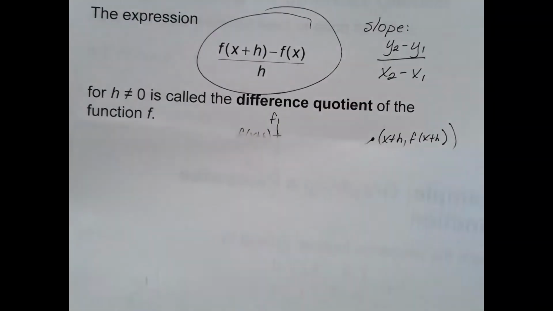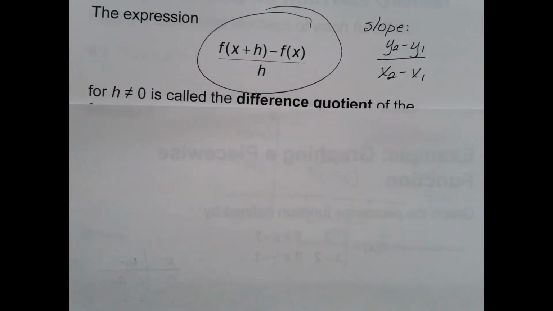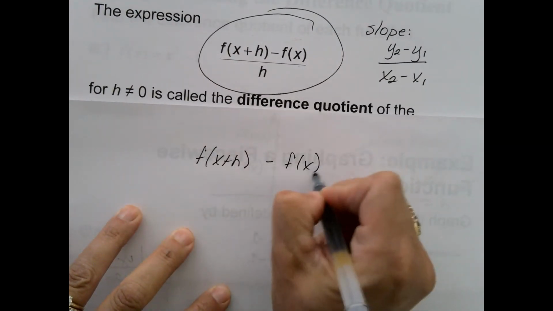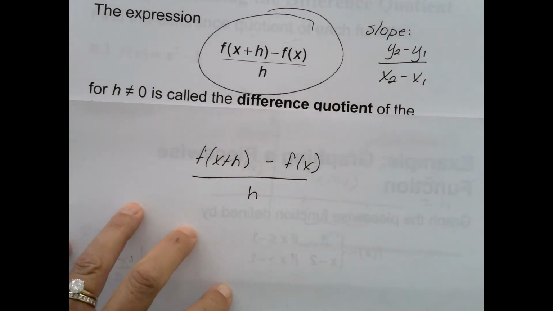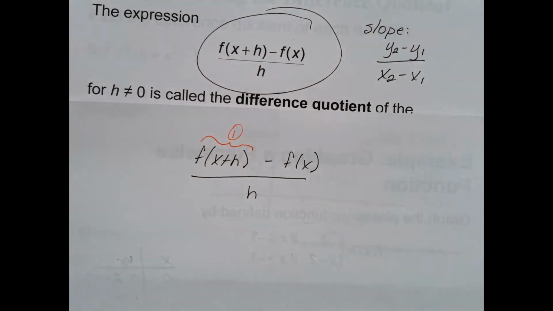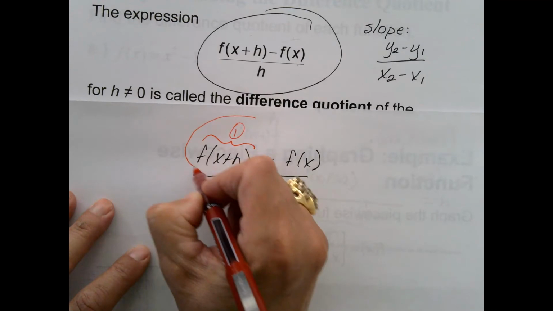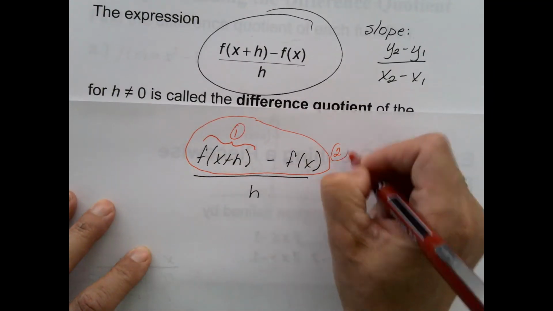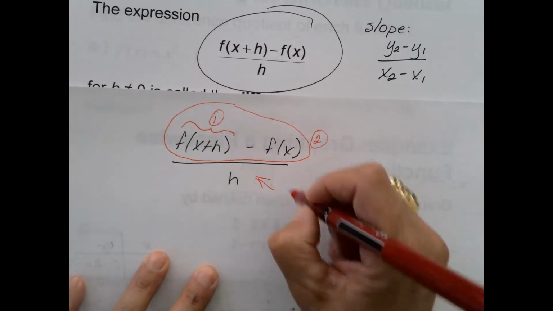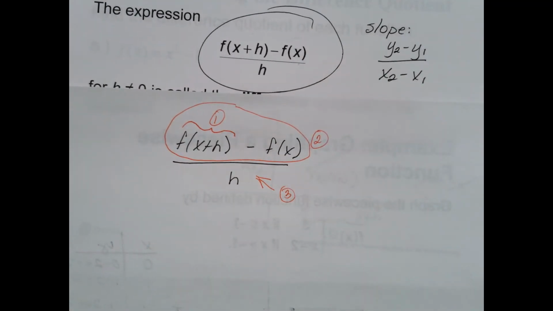So when we look at our difference quotient, it is f of x plus h minus f of x, all over h. Step number one, we're going to break this up into pieces. Step number one is to calculate f of x plus h. Step number two is the entire numerator. Once you've got f of x plus h, subtract f of x from it. And then step number three is where you take your step number two piece and divide by h.